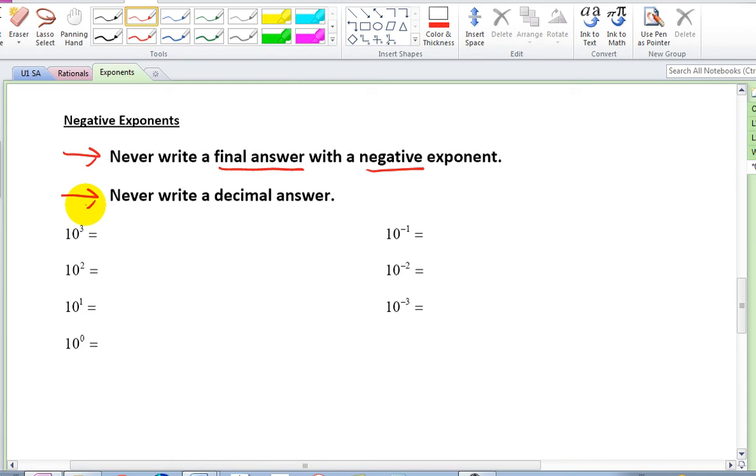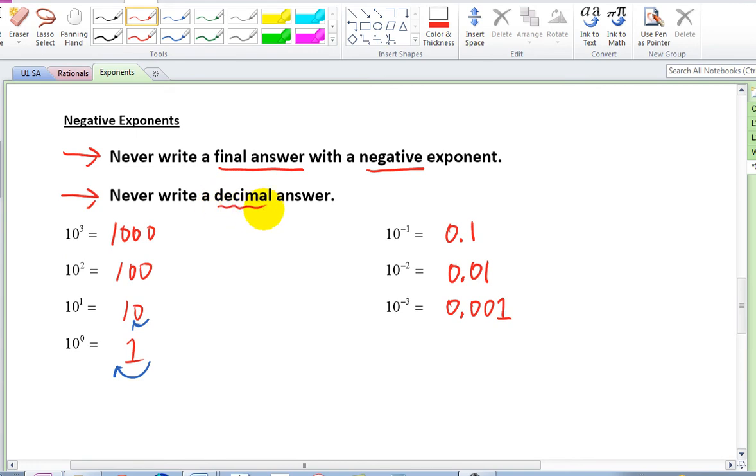Okay. So a logical thought process, we talked about this from the front: 1,000, 100, 10, 1, and then we keep moving our decimal place. So for 10 to the negative 1, we should get 0.1. And then what should we get for 10 to the negative 2? 0.01. Move to the next one. Good. Do we have any negative values? No. But what rule did I just break? Right there. Never write a decimal answer. So what do we have to do?